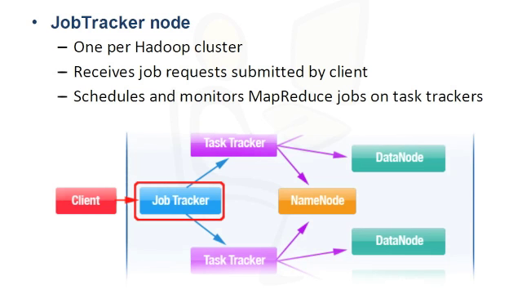A job tracker node manages MapReduce jobs. There is only one of these in the cluster. It receives jobs submitted by clients. It schedules the map tasks and reduce tasks on the appropriate task trackers in a rack-aware manner and monitors for any failing tasks that need to be rescheduled on a different task tracker.